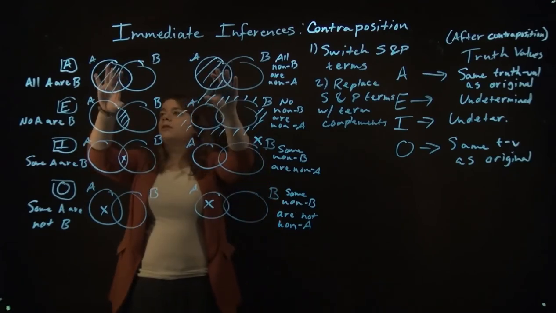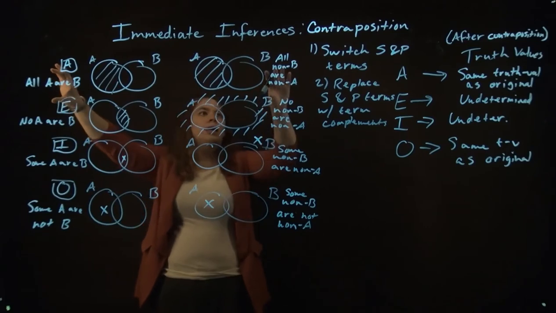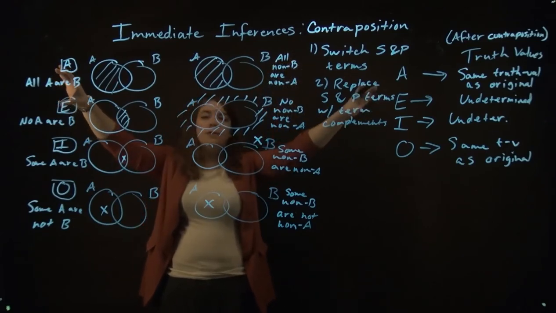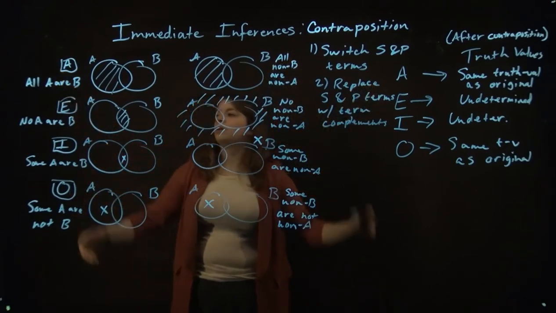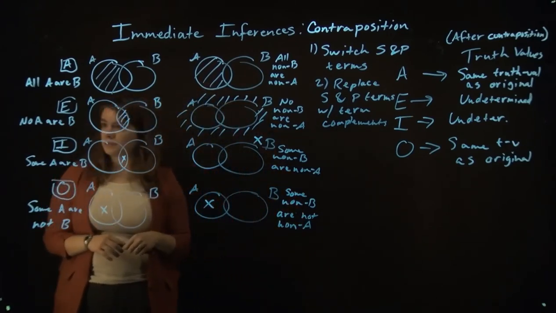So as you can see here then, with A statements, we can say that both the original statement and the contraposed statement have the same truth value. So they're logically equivalent. It's logically equivalent to contrapose these.